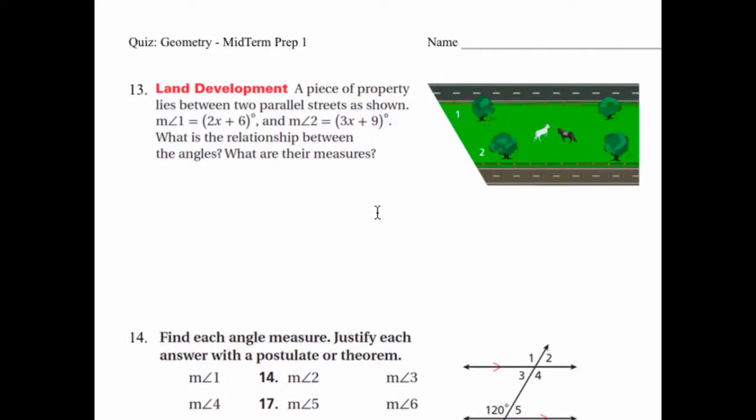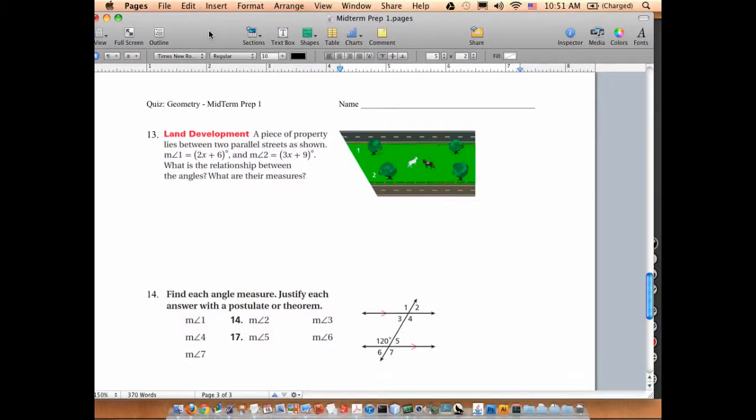Measure of angle 1 is 2x plus 6 degrees, and the measure of angle 2 is 3x plus 9 degrees. First question: what's the relationship between the angles? Same side interior. What are their measures? So what do you do with same side interior angles?